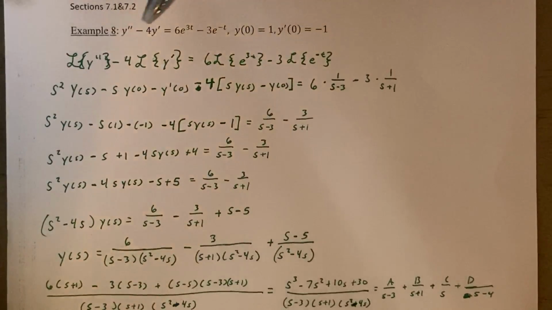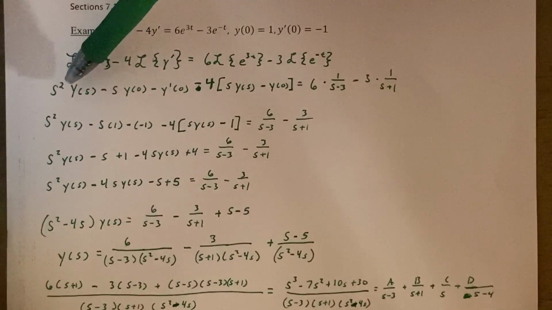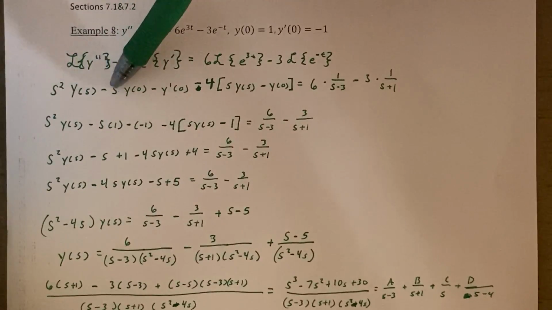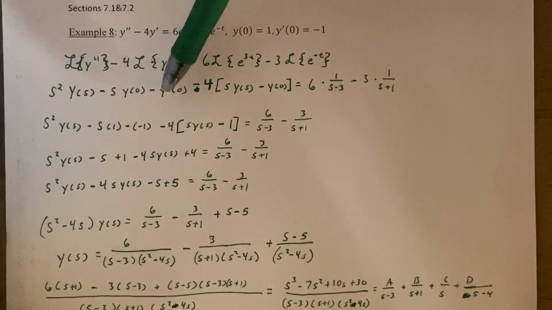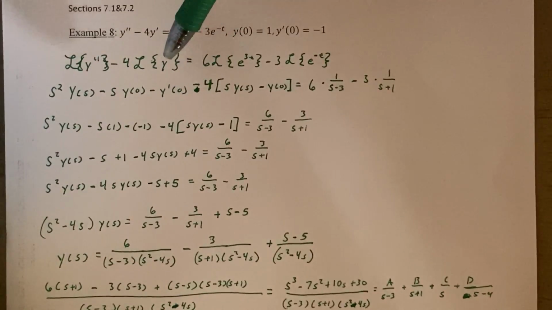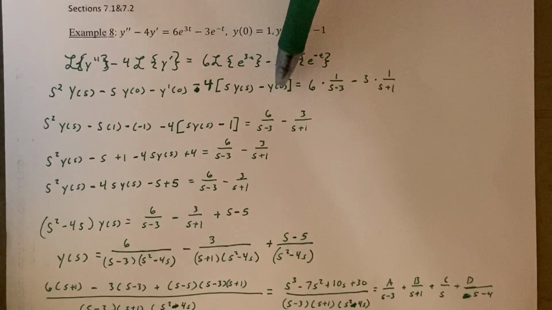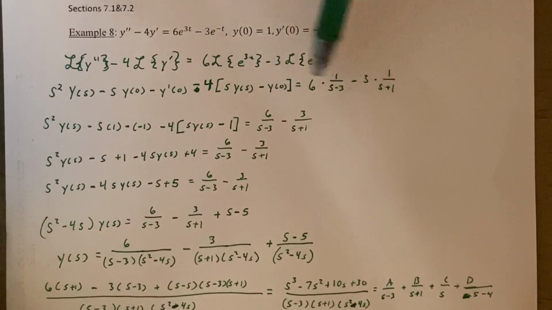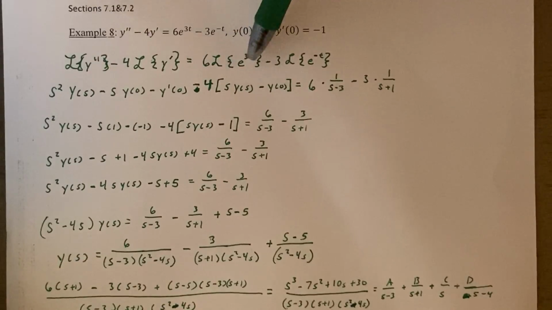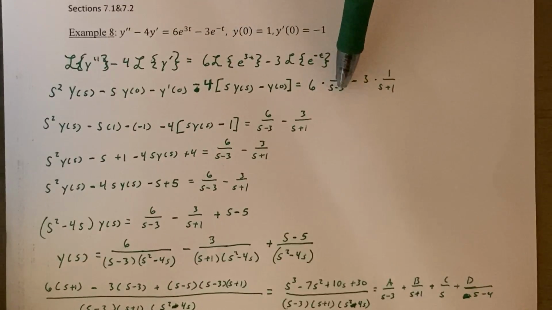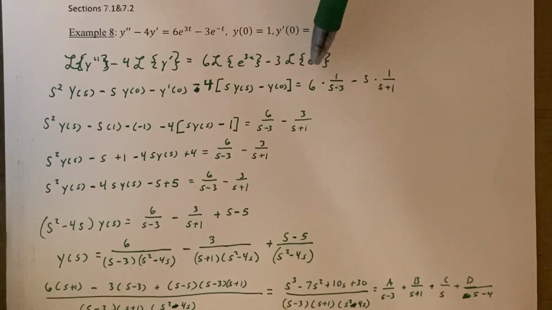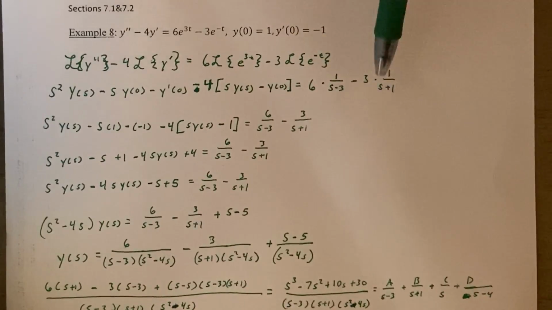After we do that, we know what the Laplace transform of the second derivative is. Go back 2 pages, we went ahead and did this, and it's s squared times cap Y of s minus s times y of 0 minus y prime of 0. Then minus 4 times the Laplace transform of y prime, which is just s times cap Y of s minus y of 0, is equal to the right-hand side, which is 6 times the Laplace transform of e to the 3t, which is 1 over s minus 3. And then minus 3 times the Laplace transform of e to the negative t, which is just 1 over s plus 1.